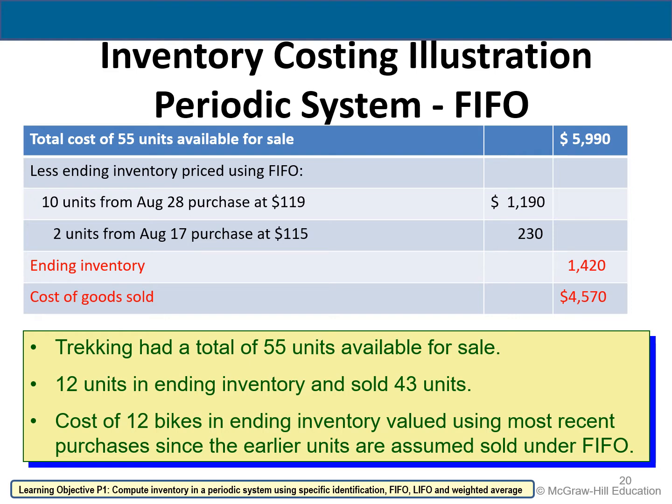All right, so under the inventory costing system, FIFO, we had the 5,990 available for sale. And if we're subtracting our ending inventory, which is priced using FIFO, the FIFO method means that the cost of the earliest purchases is the cost that's going to flow through cost of goods sold first. So that means your ending inventory is at the most recent purchase cost. So that's why we have 10 units left from the August 28th purchase at 119. And then we have 2 units left from the August 17th purchase at 115. So our ending inventory would be valued at the most recent cost because our cost of goods sold is the first cost. So our cost of goods sold is $4,570. Okay.